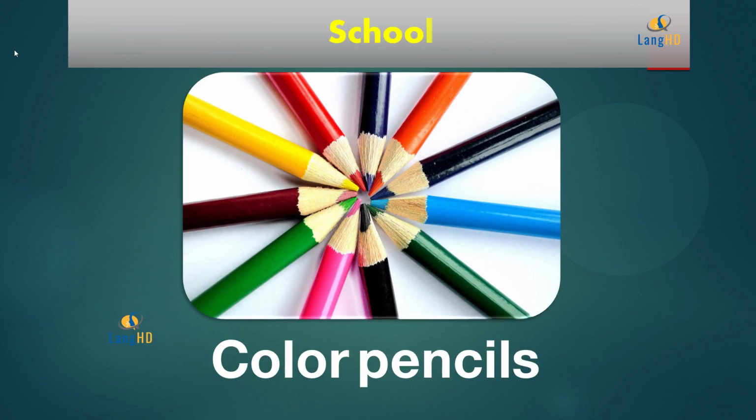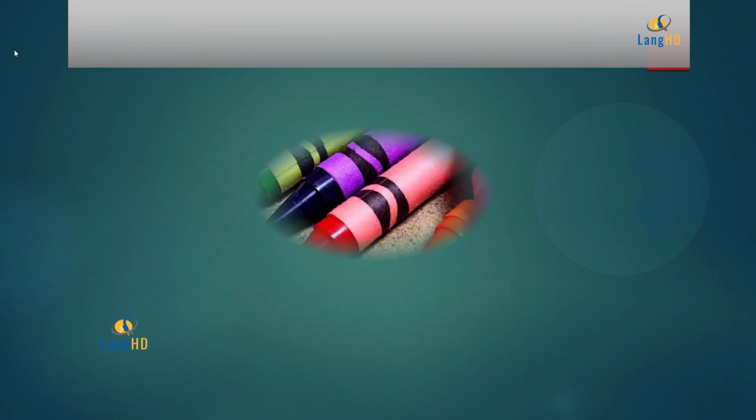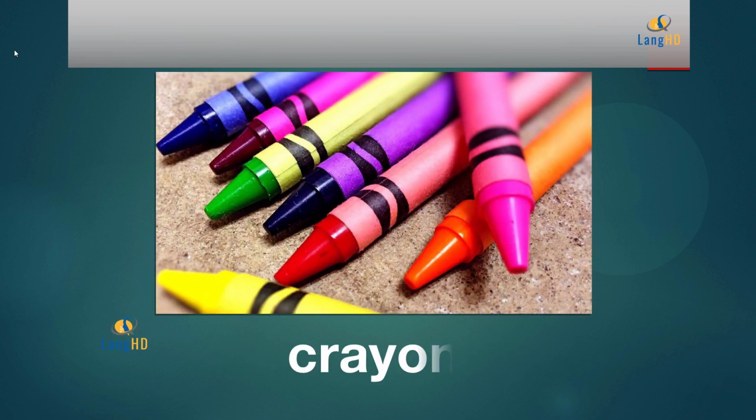Color pencils. A color pencil is an instrument consisting of a thin stick of wax, or oil-based or a similar substance enclosed in a long thin piece of wood with varying color that is used for coloring or drawing. Crayon. A crayon is a pencil or stick of colored wax with varying color that is used for coloring or drawing.